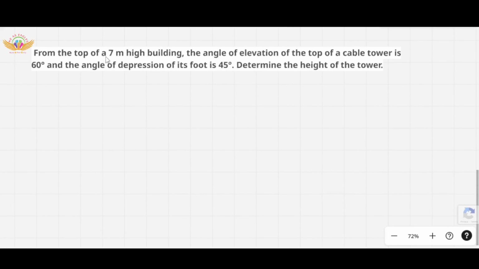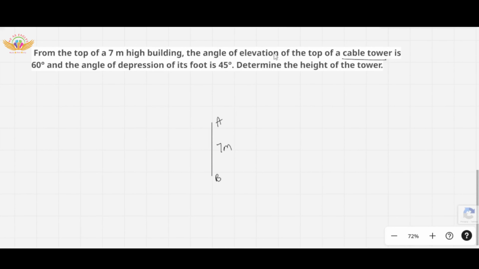From the top of a 7-meter building. First draw a 7-meter building. Yeah, so this is a 7-meter building. Okay, done. Then what is happening here? The angle of elevation of the top of a cable tower. So let me take this as AB, 7 meters. It is a building, and the top of a cable tower. There is a cable tower.